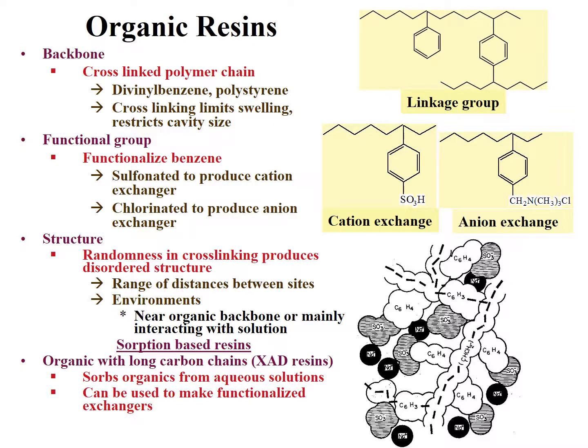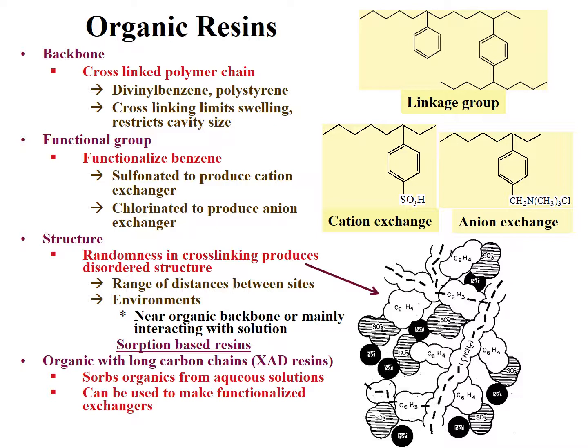Now, because of the cross-linkage and the random nature of that, you also get randomness in the structures of the resin material. So there's a range of distances between sites, and the localized environments can vary a bit within the resin material. So you can have some near the organic backbone or mainly interacting with solution. Metal ions can be close inside the resin material, harder to exchange, or farther away, closer to the solution phase, so somewhat easier to exchange. This can influence some of the properties of the resin, and it's often linked to this cross-linkage behavior, whether and how much pore size and capacity the resin material will have for solution.